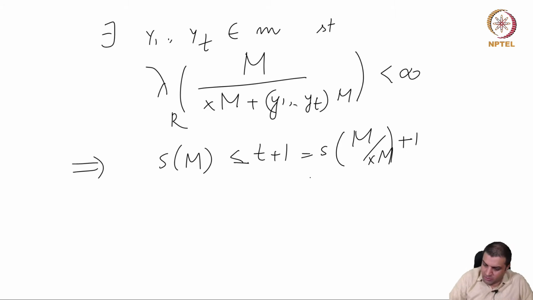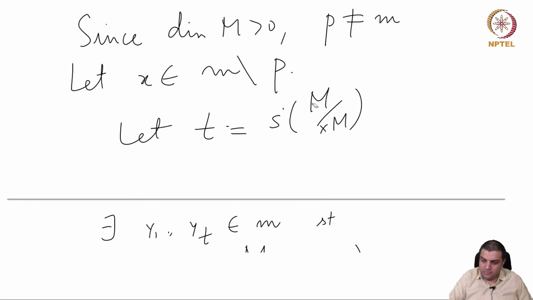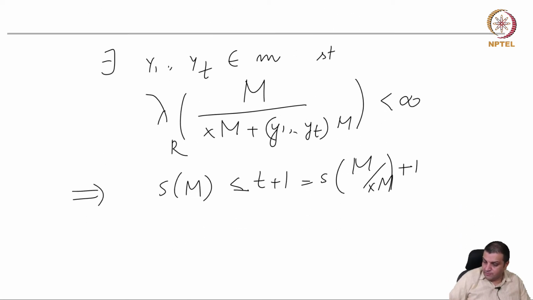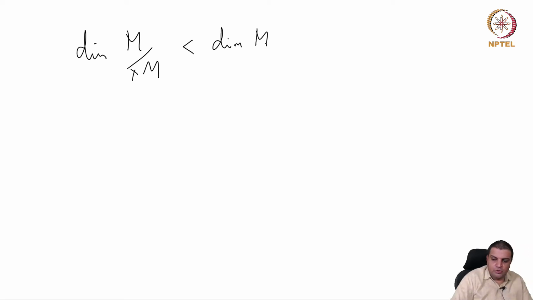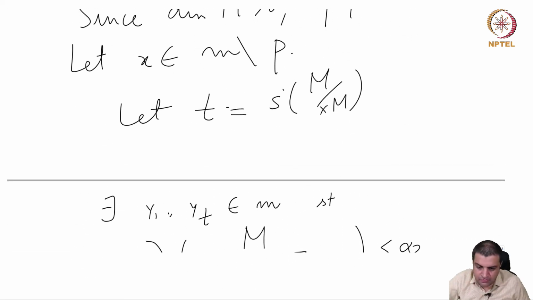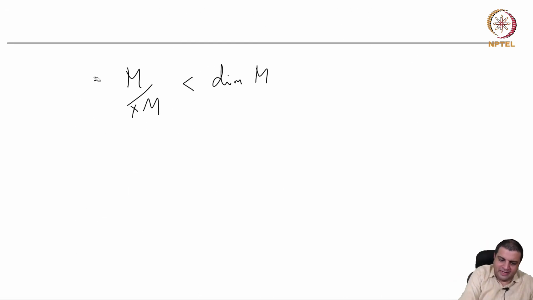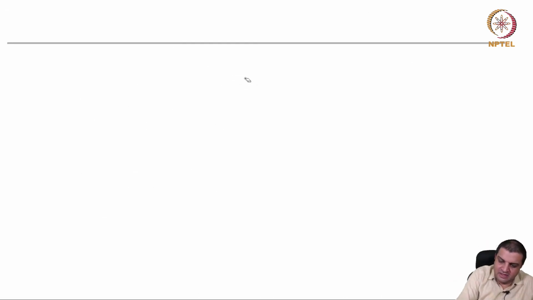But what about this number? Now we need to ensure that. What about dimension of M mod xM? On the other hand, dimension of M mod xM is strictly less than dimension of M, because if you choose a prime ideal, this avoids a prime ideal below. Sorry, let's choose an x properly. Let's choose an x properly.